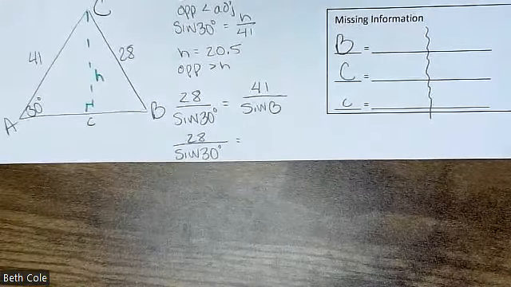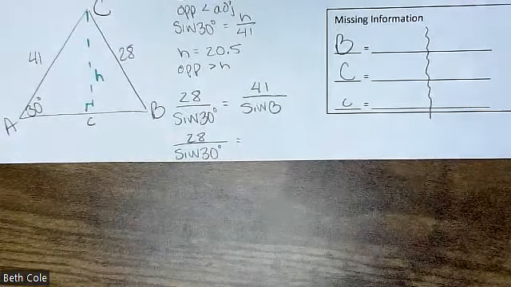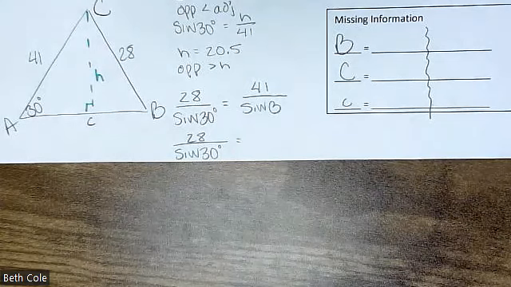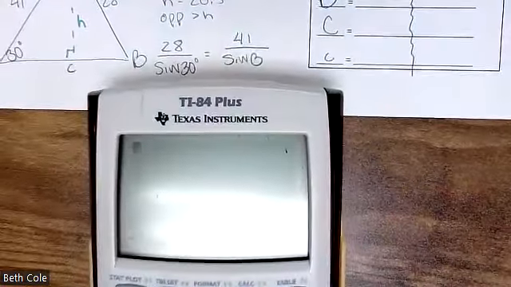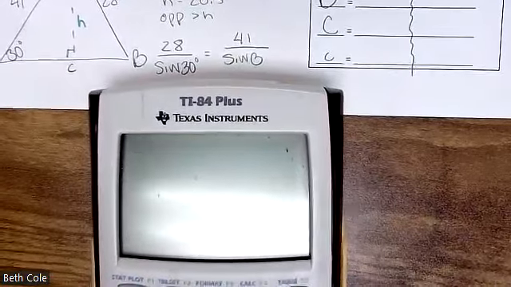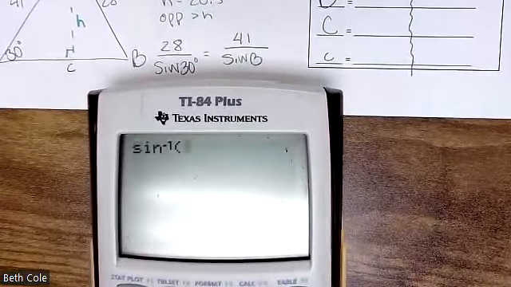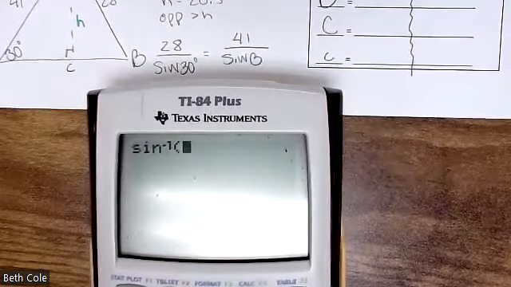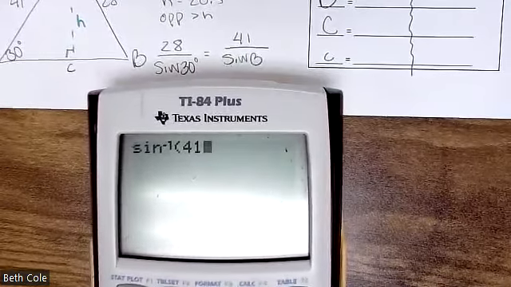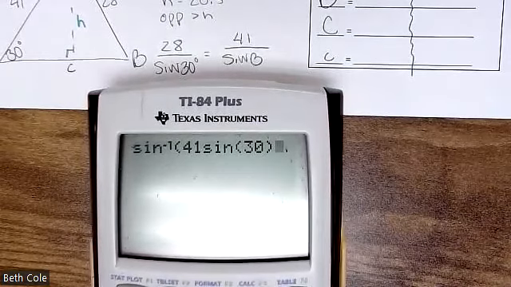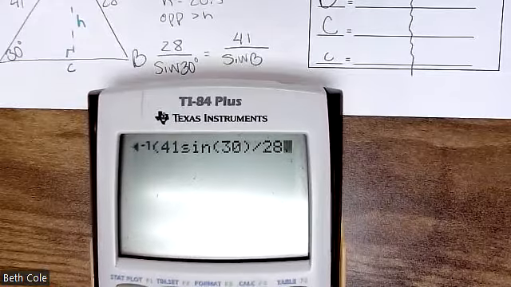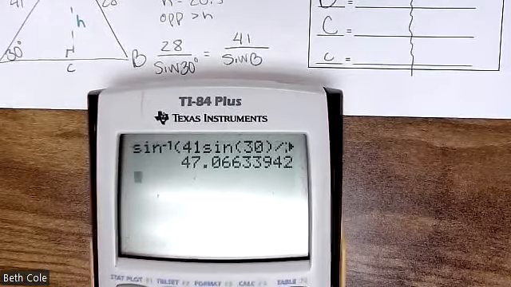And then this is the part I don't like. I'm actually good with it up until there. I don't like this part because if you button push this wrong, then your answer's wrong and that frustrates me. How are we going to type it? Good. Second sine. And then you want to cross multiply: 41 sine 30, close parenthesis, divided by 28. And that's it.